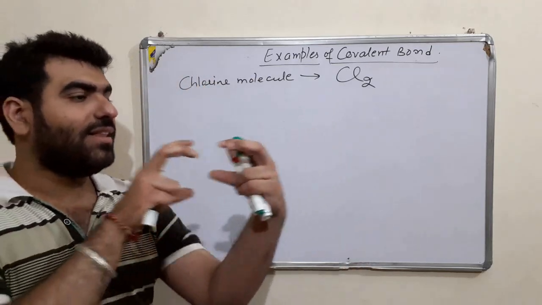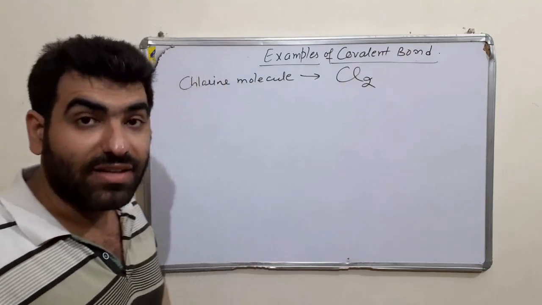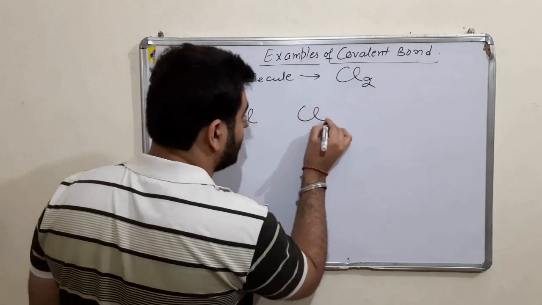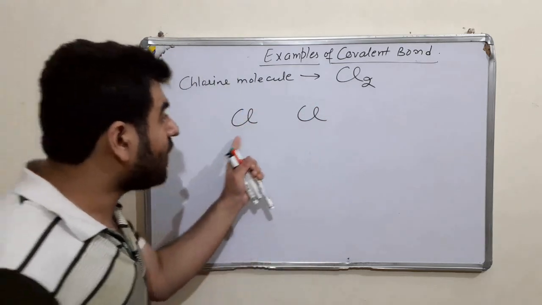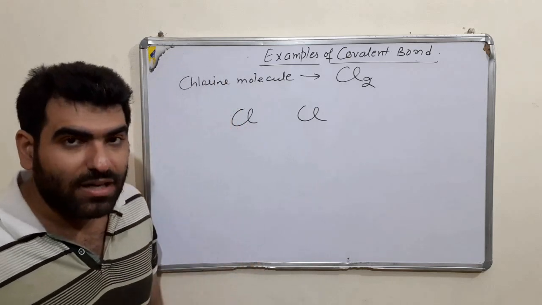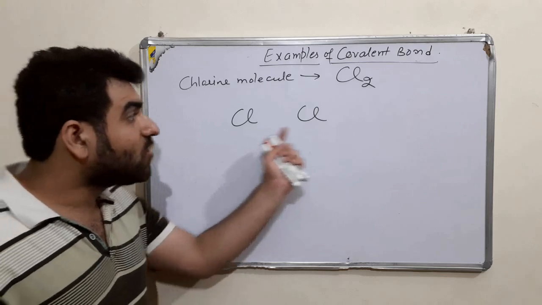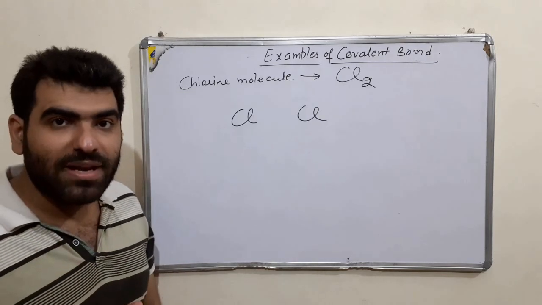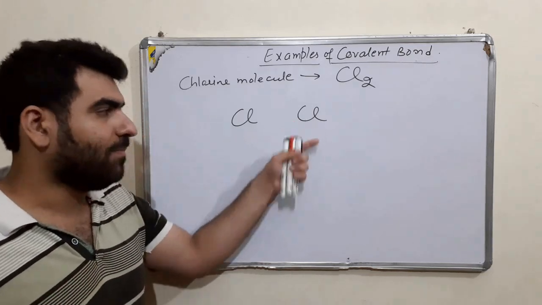And Cl and Cl, they have a bond in between them. Let us see, this is one Cl, this is the other Cl. Now, let us see the condition. Out of these two, is either one of them a metal? No. Both are non-metals, the same non-metal in fact. So what is the electronegativity difference? Zero. Not even negligible, zero. None, because they are the same.